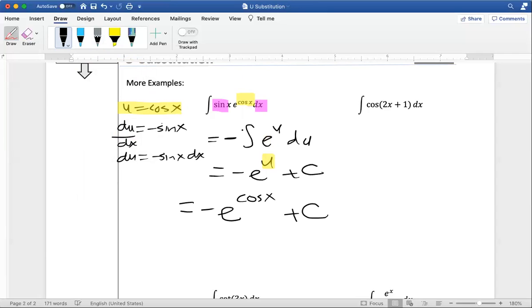So anytime you want, you can stick in numbers. So notice on this example, I stuck in that -1. On that last example, I stuck in the 2, right? So anytime you want, you can stick in numbers. What you can't stick in are functions or things with x.